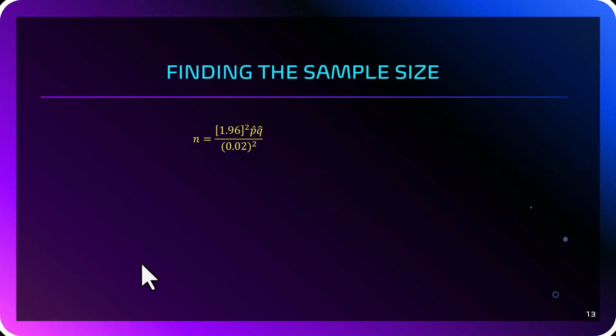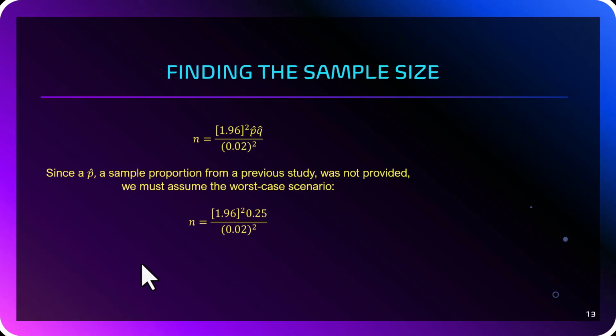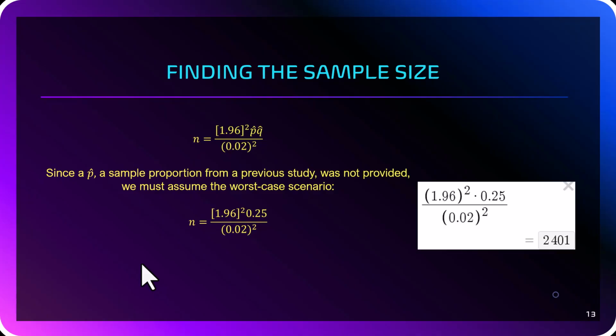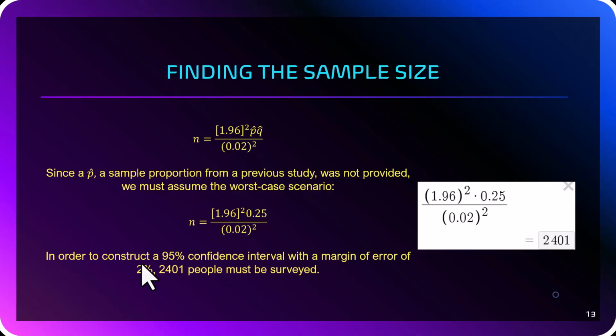So going back to this problem, clearly no p hat or q hat was provided for us, so we will have to take the worst case scenario, which again is that both of them are 1/2 or 0.5, and so we plug in 0.25 for p hat q hat, and when we do that, we get 2401. So we would say that 2,401 people have to be surveyed. And again, that should generate a 95% confidence level with a margin of error of 2%.